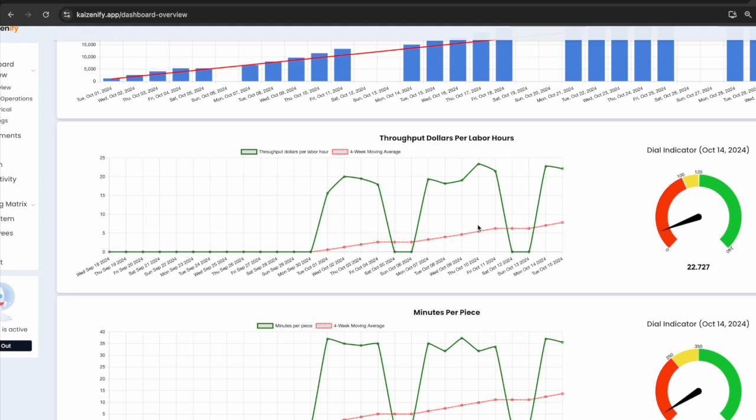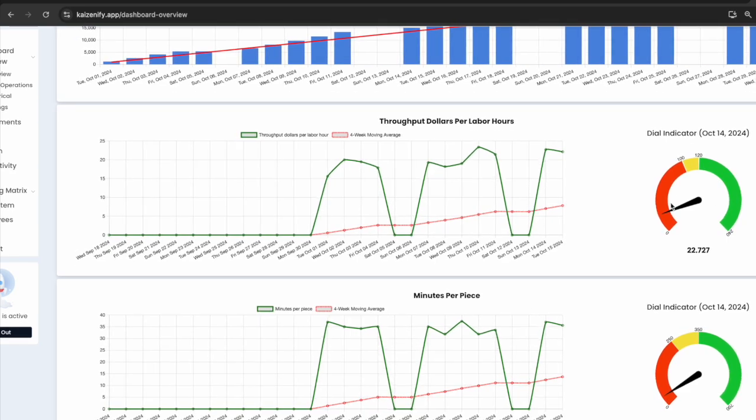If it's trending up, I'm getting more throughput dollars per labor hour. That's good. That's what I want. If it's trending down, I know that my labor decisions that I'm making recently are not good. So this basically helps me decide, are we making the right labor decisions? If we move someone around, maybe we add an extra person on the assembly line, or we move someone from one work cell to another, this will tell us if it improved our throughput dollars, if it was a good decision or not. And then of course this dial indicator is what happened yesterday.